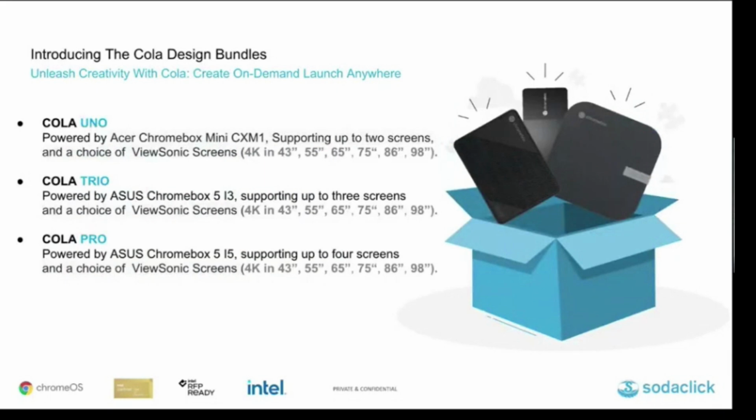So there are three COLA bundles. COLA Uno, powered by an Acer Chromebox Mini, supports up to 2 screens, with a choice of ViewSonic screens from 43 inches all the way up to 98 inches. COLA Trio, powered by Acer's Chromebox 5i3, is a 3-screen player. And then we have the COLA Pro, an Acer Chromebox 5i5 version with up to 4-screen support. All of these come with the choice of ViewSonic screen, 43 inches to 98 inches.